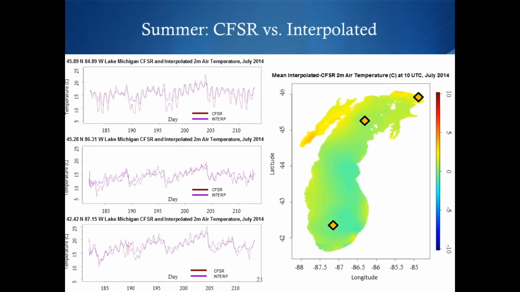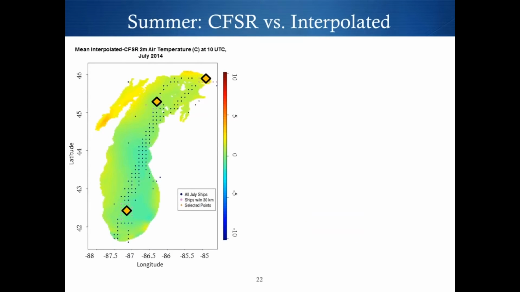CFSR is in the maroon color and interpolated is in the purple. What I want you to notice is that where I have highlighted in these red circles, there are large differences between the two, predominantly at nighttime. So we were wondering, what's going on here? Which is more correct, at least as far as ships can help us?